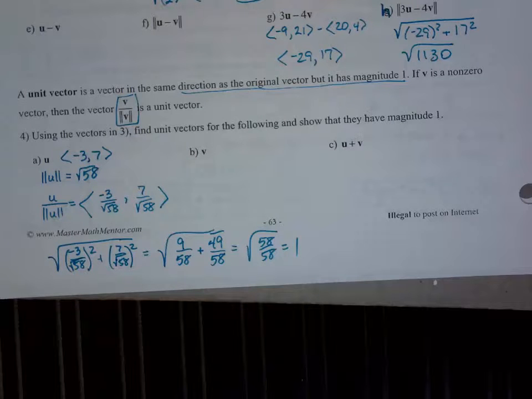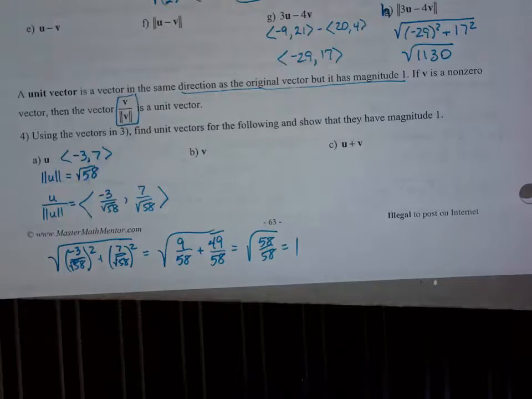Okay? Now, are they going to make you do that every time? No. But think about it. If you have something that is 5 feet long, and you want a piece that is 1 foot long, how many pieces do you chop it into? 5. You divide it by how long it is. So you divide it by how long it is to make it 1 unit long. Okay?